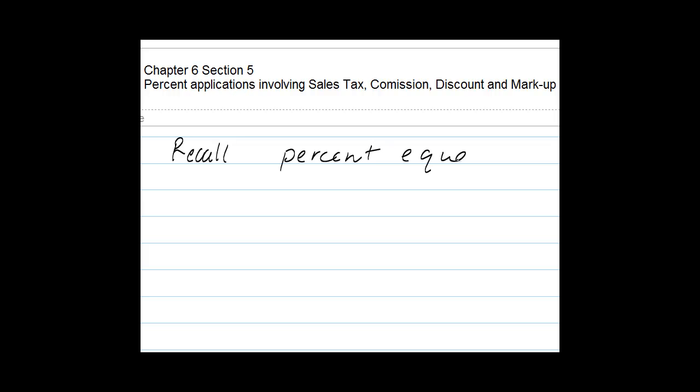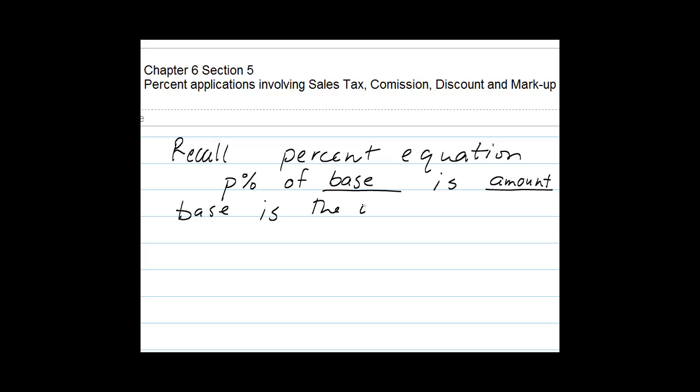Percent equations. We saw that percent equations were something along the lines of P percent of some number is some amount. And we can rewrite most of the percent equation word problems in exactly this form. And so then we learned to call this base and this amount, where the base is the whole, whatever you start with, the whole amount, and then the amount is the part.